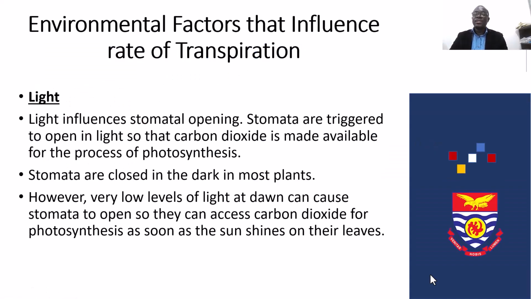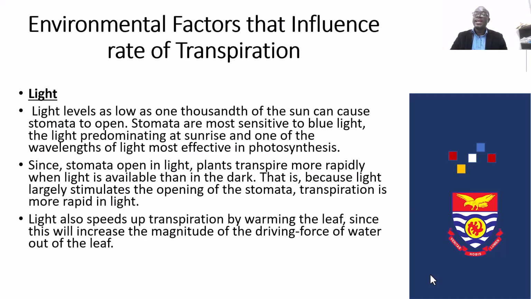Light. It influences stomata opening. Stomata are triggered to open in light so that carbon dioxide is made available for the process of photosynthesis. Stomata are closed in the dark in most plants. However, very low levels of light at dawn can cause stomata to open so they can access carbon dioxide for photosynthesis as soon as the sun shines on their leaves. Light levels as low as 1/1,000 of the sun can cause stomata to open.